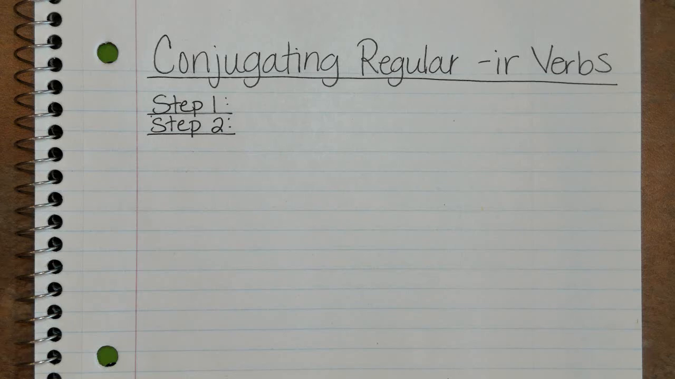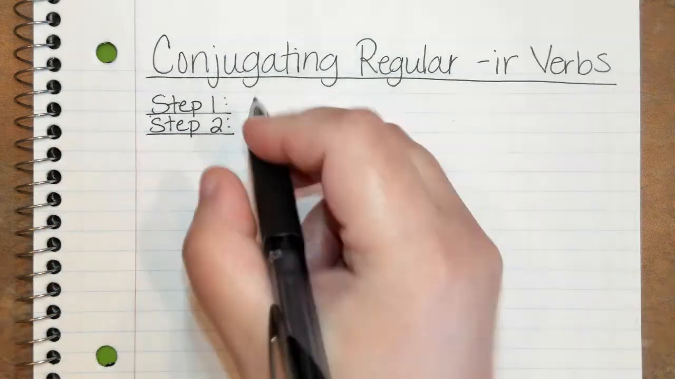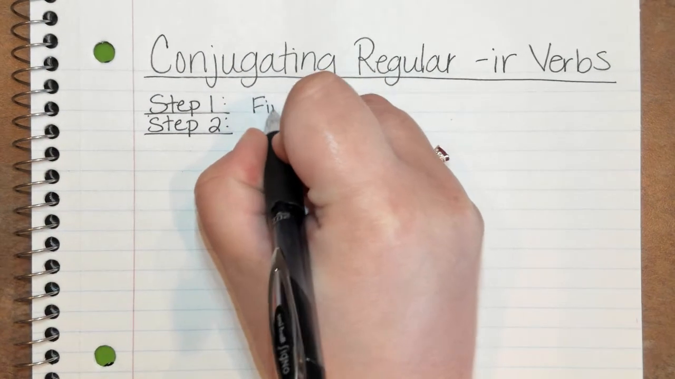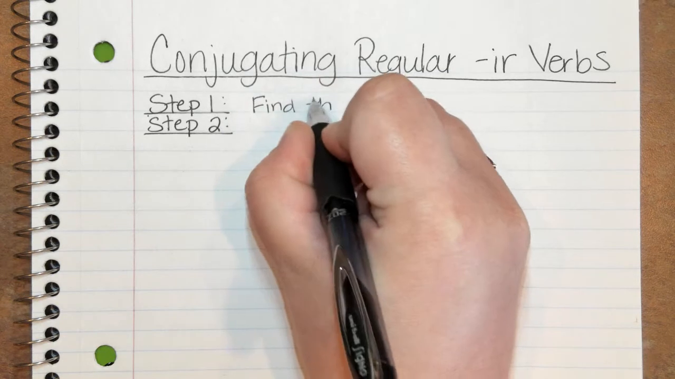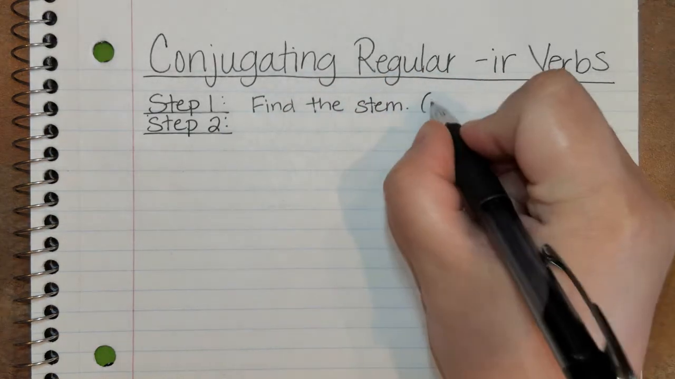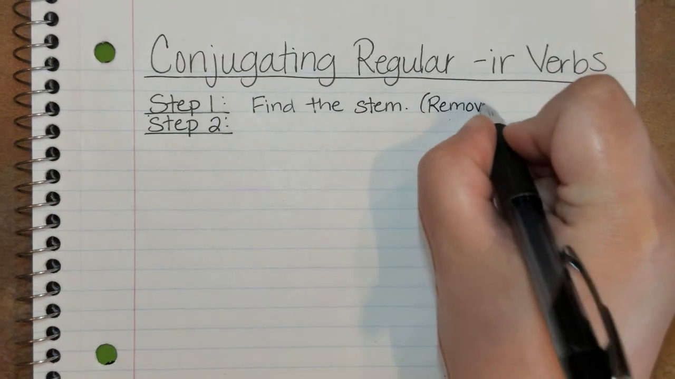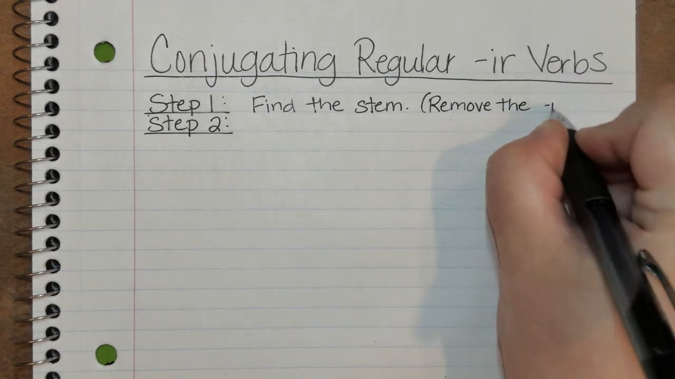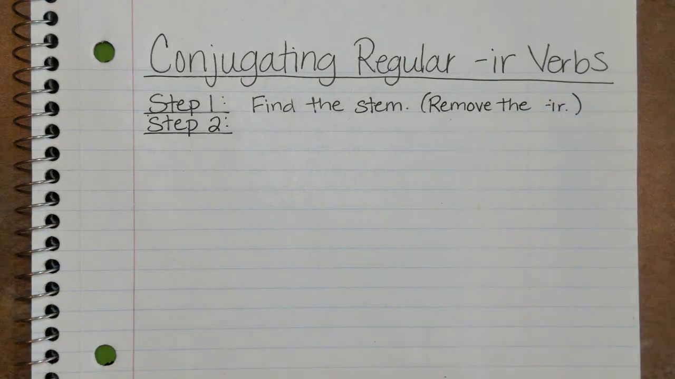In this video, we're going to talk about how to conjugate regular IR verbs in French. This is really similar to how you conjugate regular ER verbs in French. There are just a few changes, but the steps are the same. Step 1 is that you need to find the stem. And to find the stem, you remove the IR from the end of the infinitive.